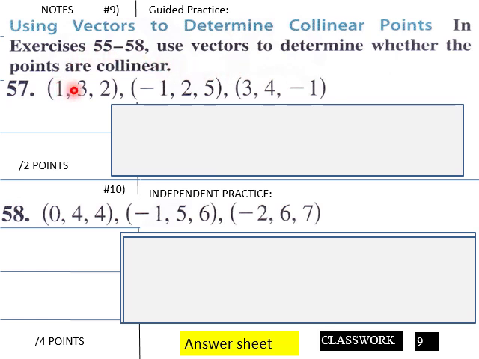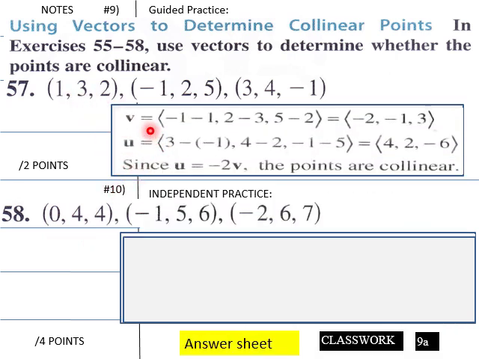In these exercises, use vectors to determine whether the points are collinear. So we have 1, 3, 2, -1, 2, and 5, and then 3, 4, -1. In this situation, for 57, students, I'm going to let you do this one on your own. For 57 up here, we have V equals -1, -1, 2, -3, then 5, -2.